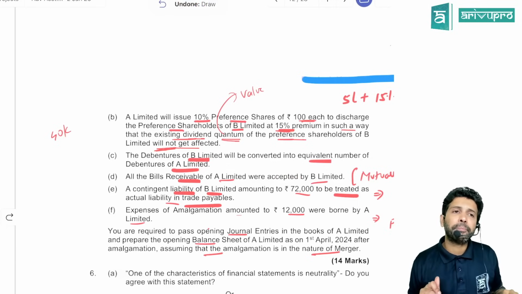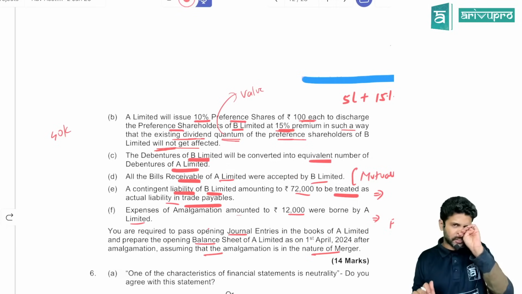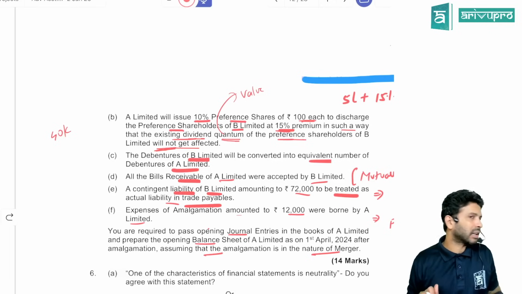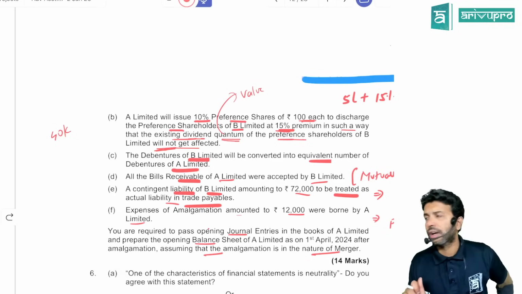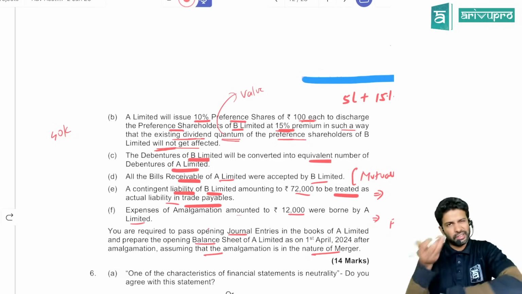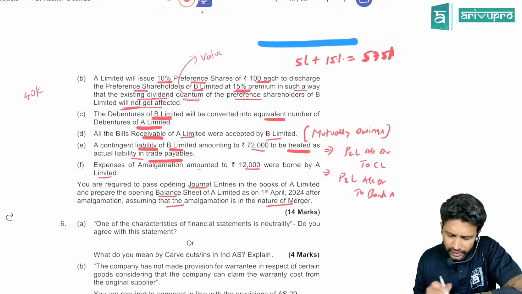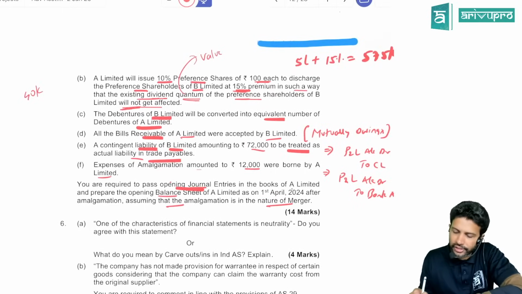72,000. Okay, now people? Yes, the journal entry we will see for this, but first let's figure out what method of amalgamation it is. Sometimes they give you the method of amalgamation, right? If they give the method, we will choose that. In fact, we can read off this also. Pass opening journal entries in the books of A Limited.